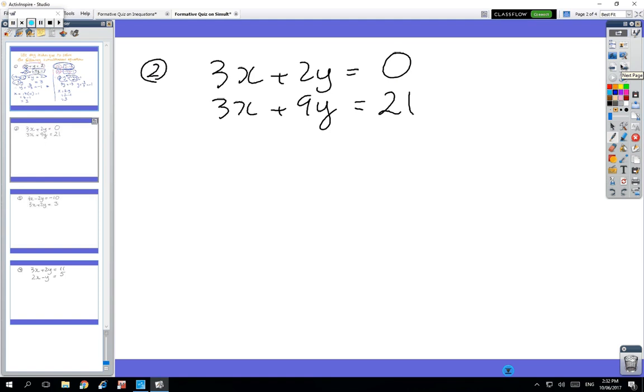Okay, so in this one, there's only one method that you should be looking at to do. It's a natural method that you should be familiar with, and that's the elimination method. Okay, so pause, and when you're ready, come back live.